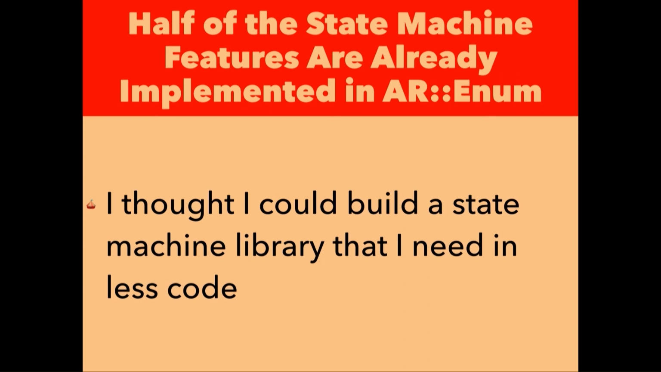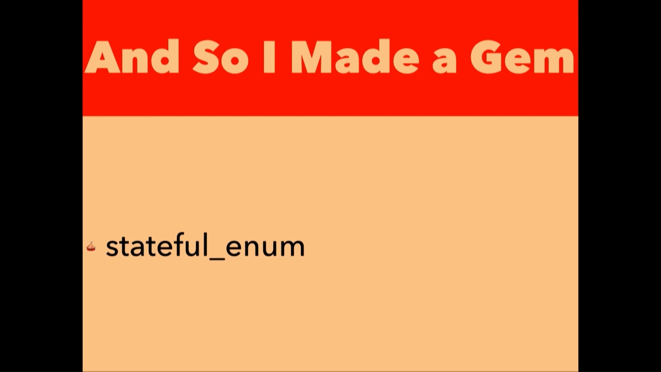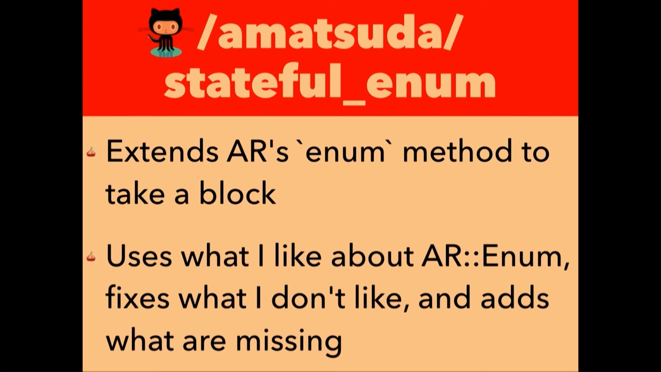That means half of the state machine features are already implemented in Active Record. So I thought I could build a state machine library that I need in less code. So I tried my idea. I made a gem called stateful enum, which is on GitHub. This extends Active Record's enum method to take a block, and this uses what I like about Active Record enum and rewrites something that I don't like about it.